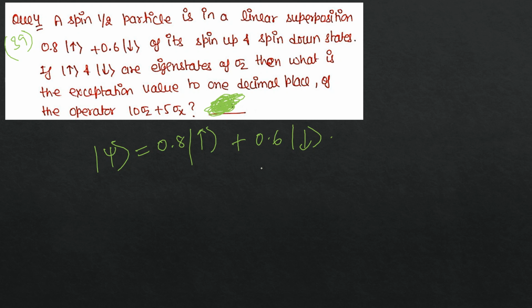If spin up, spin down are eigenstates of sigma z, okay, these are eigenstates of sigma z, then what is the expectation value to one decimal place of the operator 10 sigma z plus 5 sigma x? So how will we calculate it? Given spin up and spin down states are the eigenstates of sigma z. So sigma z eigenstates are what?